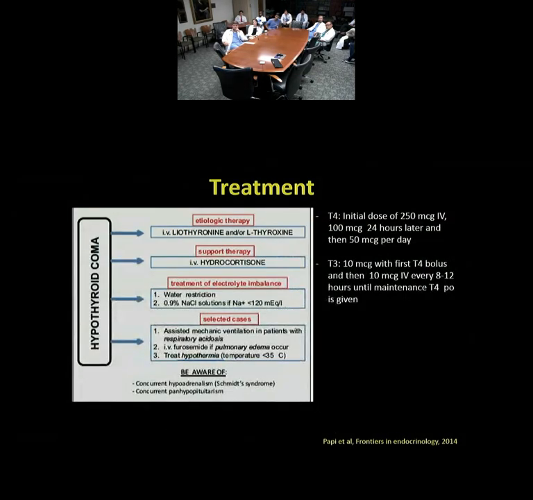So how do you treat these people? If this is a coma, then you should give T4 and T3 IV. You start with a dose of 250 microgram, and then 100 microgram 24 hours later, and then 50 microgram per day. In association with T3, there's a lot of debate how much T3 to give. As a rule of thumb, it is 10 microgram every 12 hours until the maintenance T4 is given.